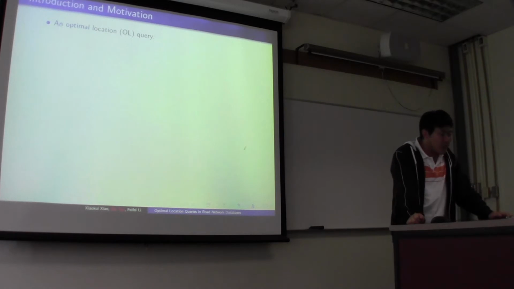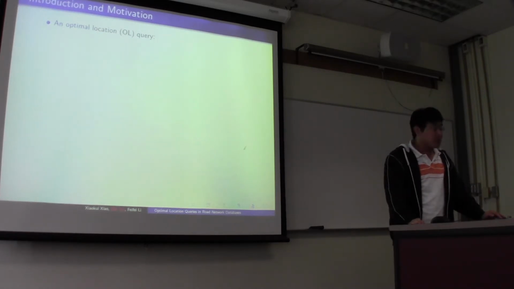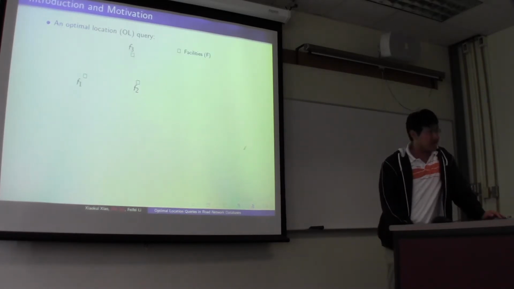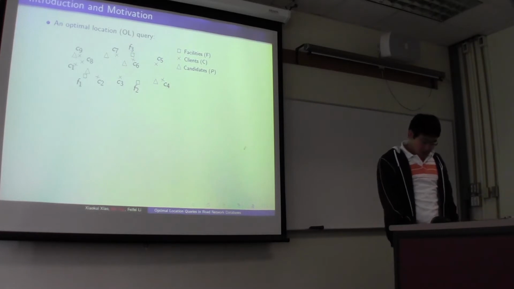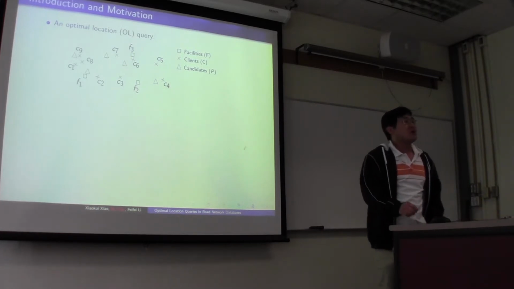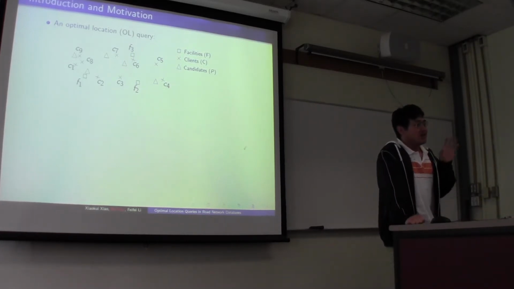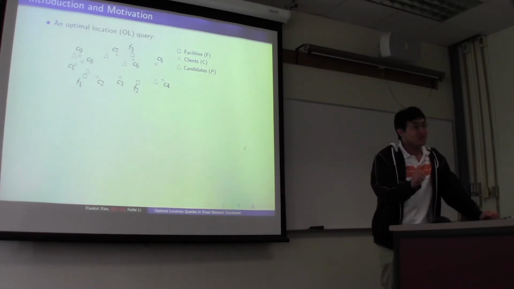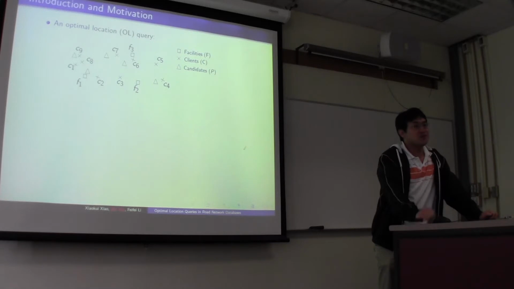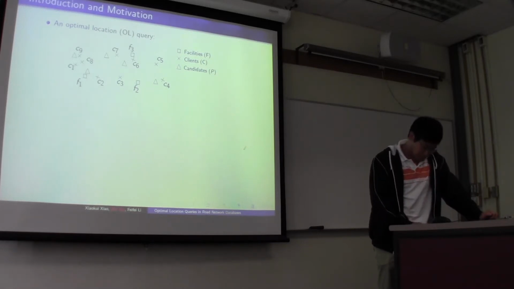So, optimal location query considers three sets of points: a set of facilities, a set of clients, and a set of candidate locations. It asks for a location P, such that a facility built on P can optimize a certain cost metric, which is defined on the distance between the facility and the client.